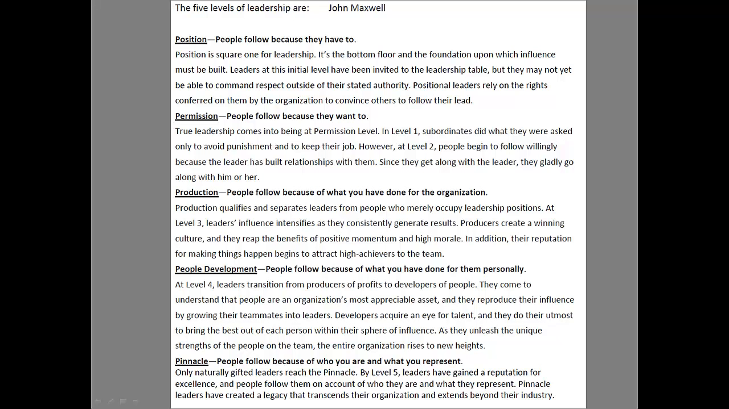The first is John Maxwell's 5 levels of leadership. Spend some time reading through this. This is a good grouping. It moves all the way from position to permission to production to people development to pinnacle. And there's a building block. You don't start at people development. You start at position. Every leader starts at the first level and then grows possibly to a level 5 leader.